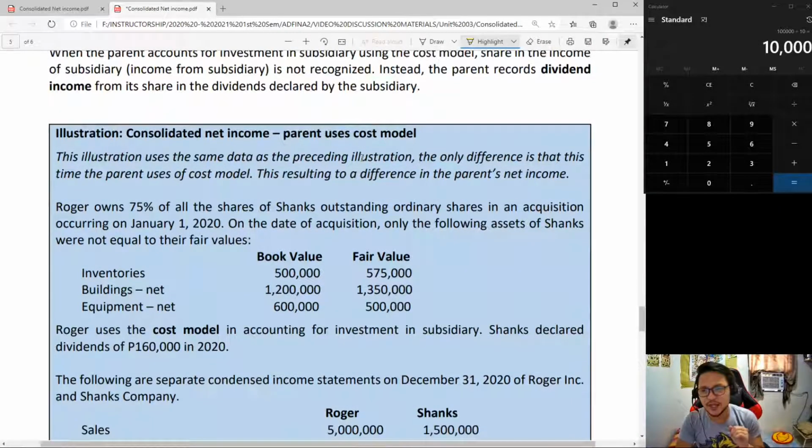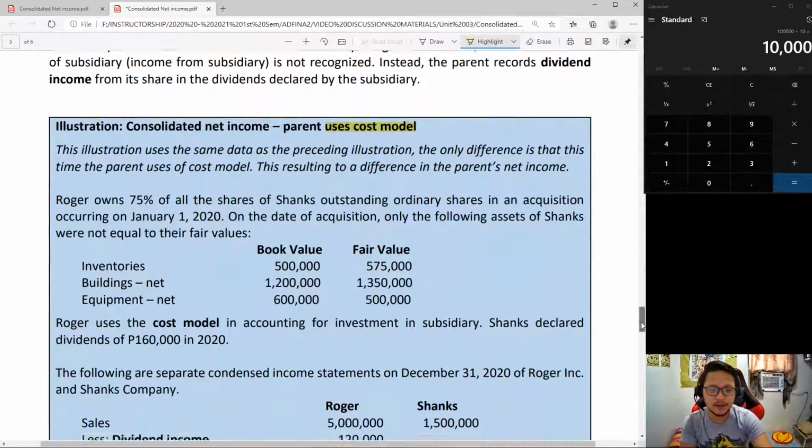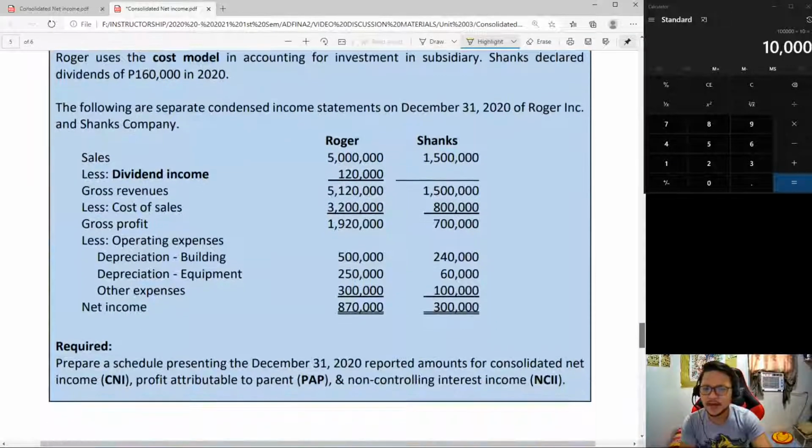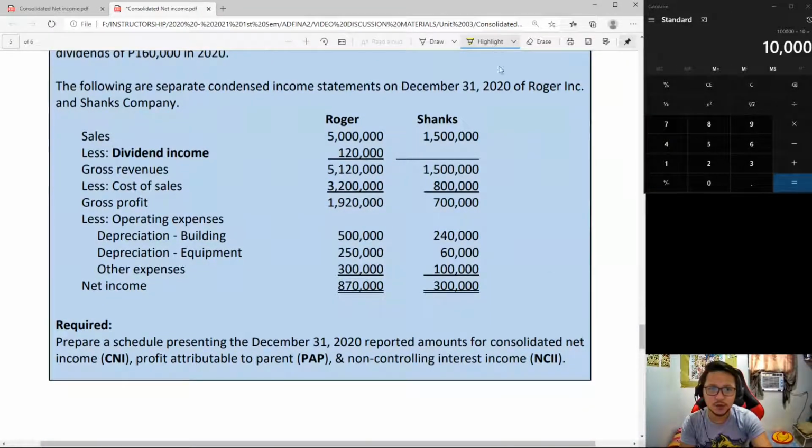Additional illustration, guys. What if the parent uses cost model? So guys, itong problem na to, it is actually the same given as our previous problem. Ang ginawa ko lang po is kinonvert ko lang siya into cost model by changing the accounting method used by Roger. So, iha-highlight ko lang kung alin ang naiba dito ha. Dividend income lang po. All other figures of cost of sales, sales, depreciation, and all amortizations are the same.